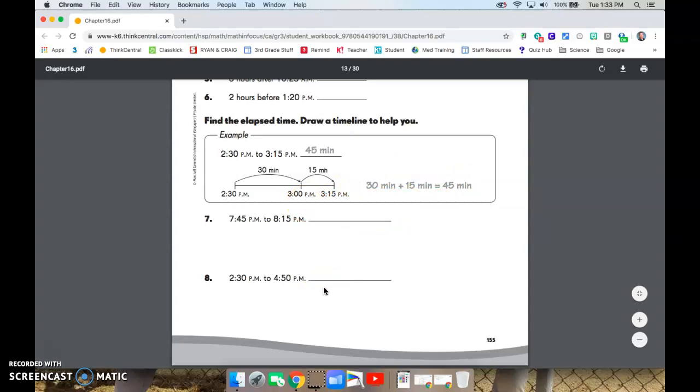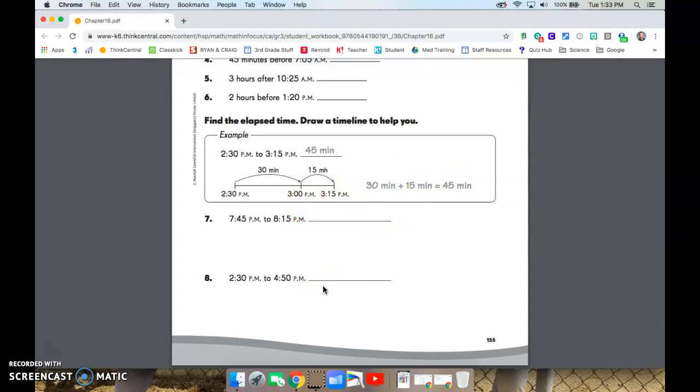So 7:45 p.m. to 8:15. So we're going to go from 7:45 to 8 o'clock, so that's 15 minutes, okay? Plus 8 to 8:15 is another 15 minutes. So 15 minutes and 15 minutes equals 30 minutes.